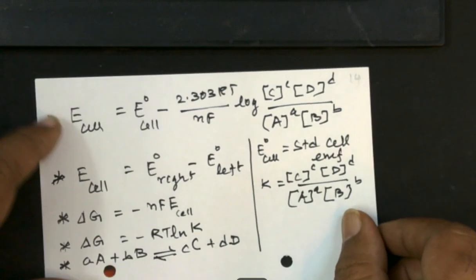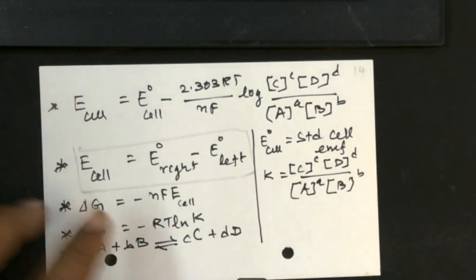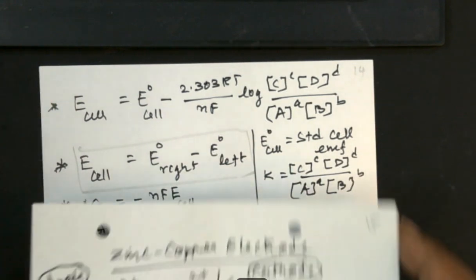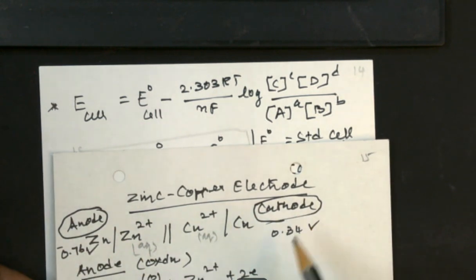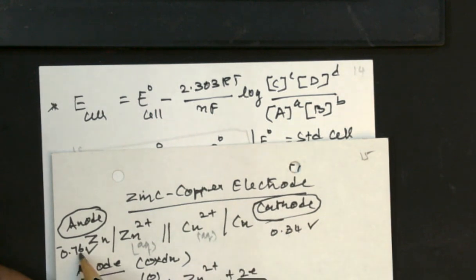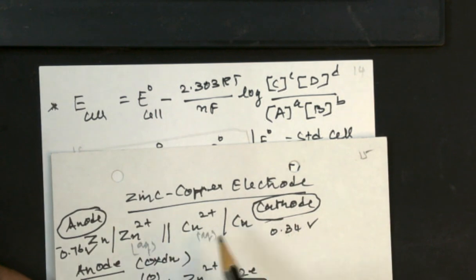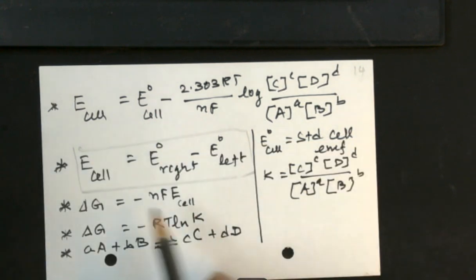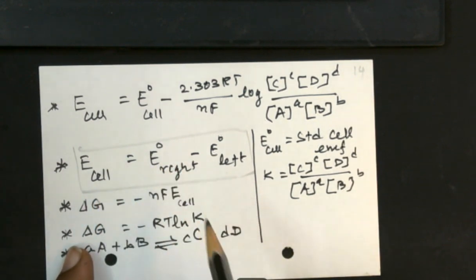Now the cell EMF is represented by this important equation, that is E right minus E left. Okay, we can make use of this equation. As I already mentioned, here I have the anode on the left, so E left, E right. Now what is the E right value? 0.34, and E left is minus 0.76. So what is the cell EMF? This E right minus E left, that is 0.34 minus of minus 0.76, and that is given here as cell EMF. When I put E naught, that represents what? The standard cell EMF. Okay, right.